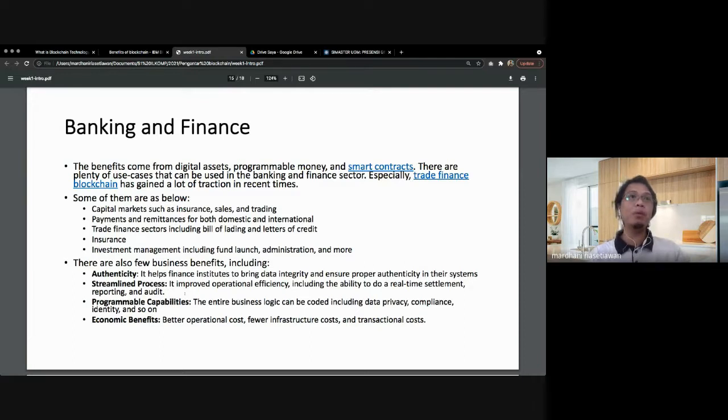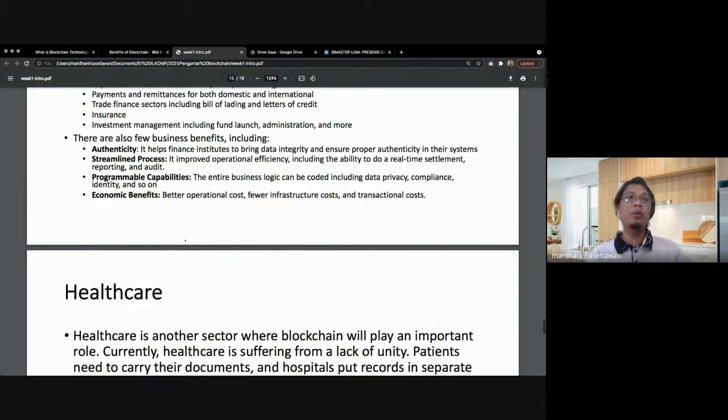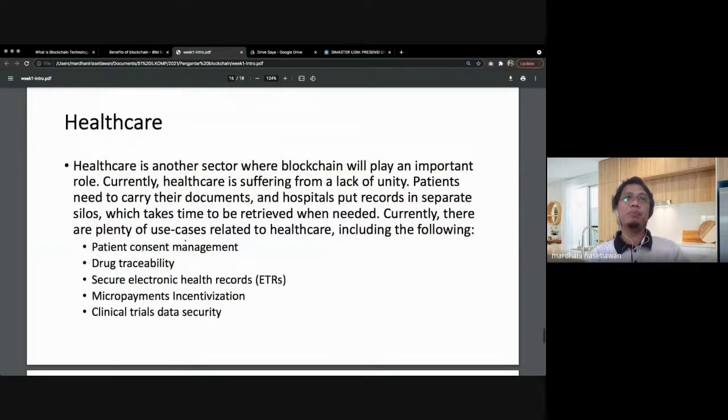But I think it's not only this use case. Many use cases can be developed on it. In healthcare, actually, it can benefit a lot when they use blockchain. I think we know that healthcare is suffering from a lack of unity. Patients need to carry documents, and hospitals put records in very siloed data that takes time to retrieve when needed.